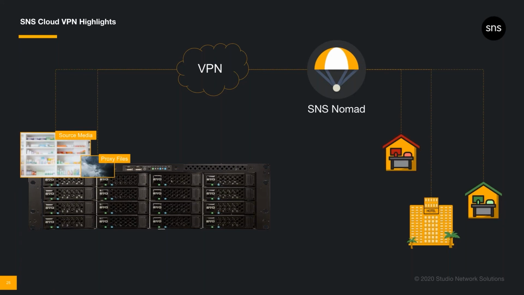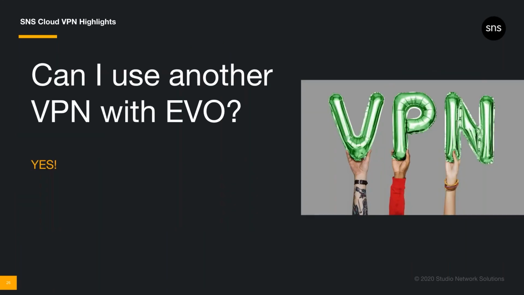So with Nomad's help, you download your proxy files, and then it's a familiar offline editing workflow after that. And at that point, you could even work without any internet connection at all. Nomad is simply helping you to quickly and easily get the files you need so you can edit and review from home. To state an important point, you can use any VPN with Nomad. It does not have to be SNS VPN.